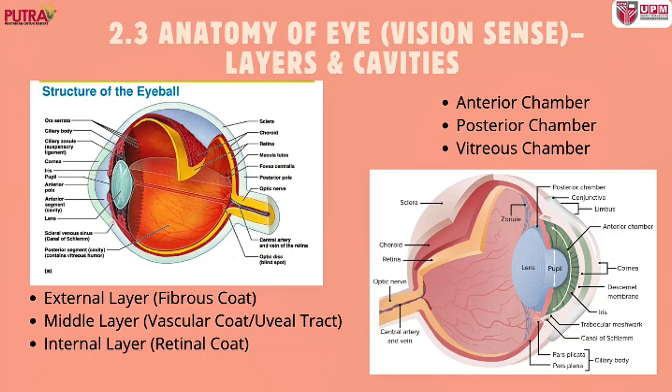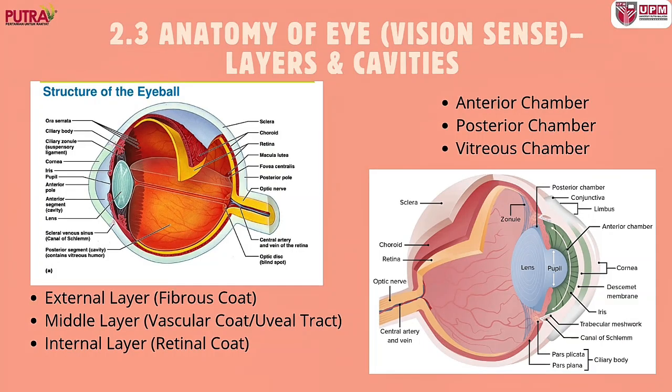Internally, the eyeball is split into fluid-filled spaces. The anterior and posterior chambers contain clear aqueous humor to nourish and protect the eye, while the massive vitreous chamber is filled with jelly-like vitreous humor that maintains the eye's shape and structural integrity.